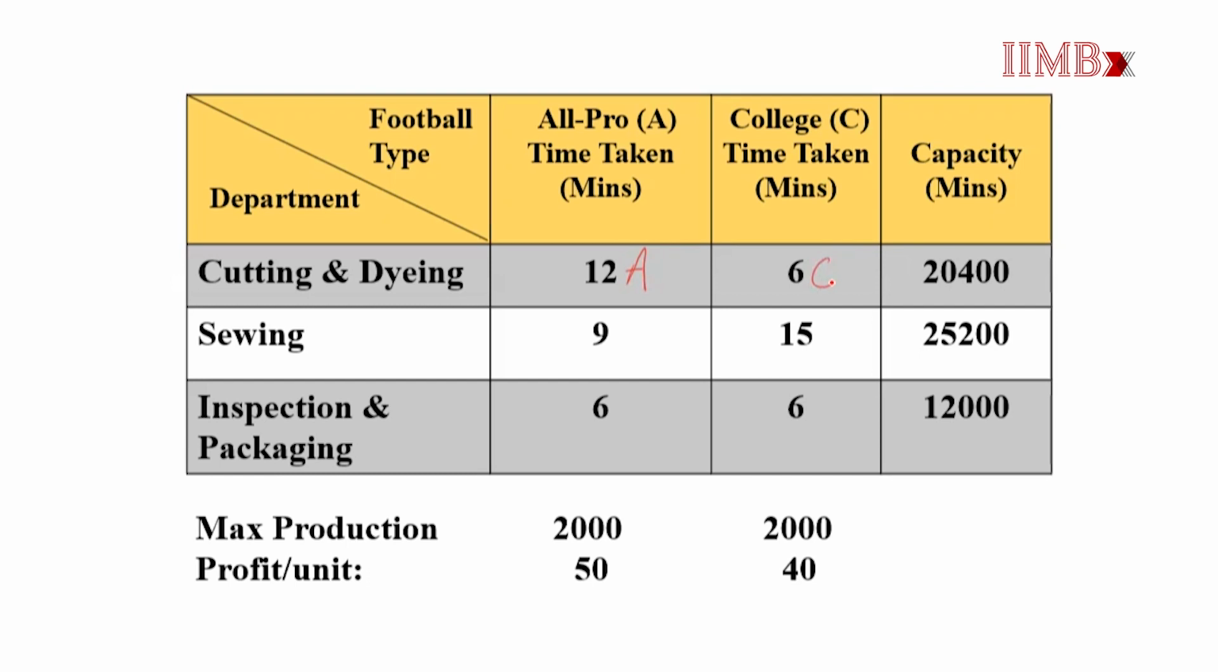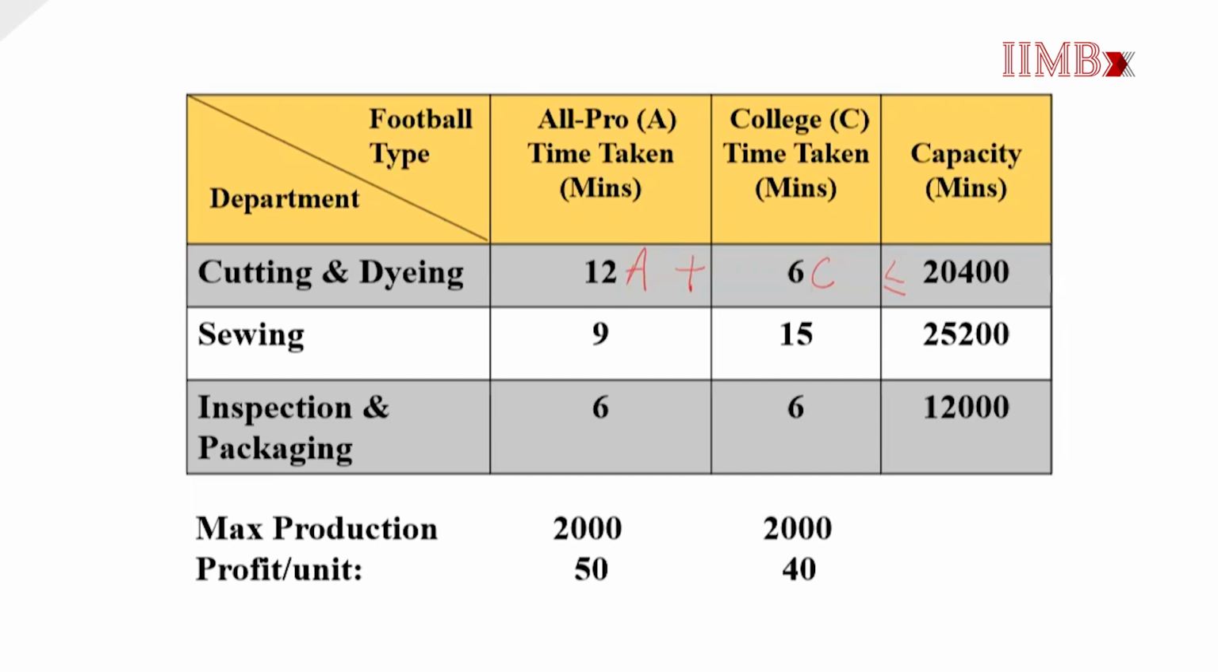So the total amount of time that manufacturing these footballs will take in cutting and dyeing is 12A plus 6C. Now, since the capacity is only 20,400 minutes, we must ensure that 12A plus 6C is less than or equal to 20,400. So that's constraint number 1.